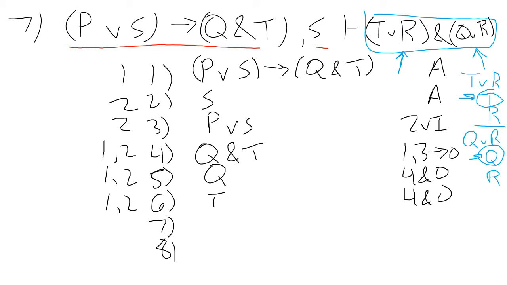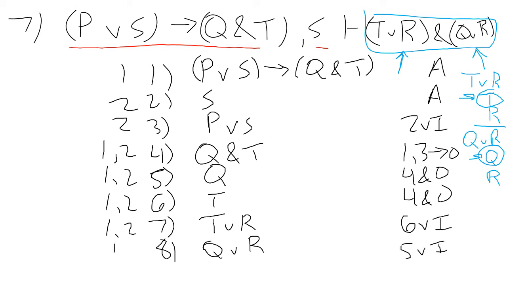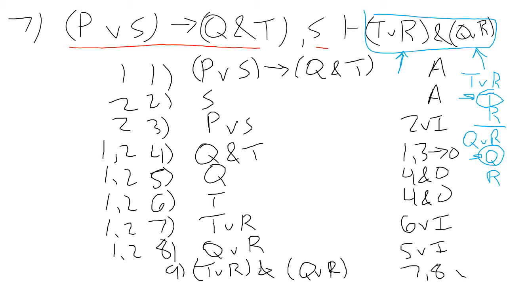So the left conjunct, I needed T or R. So I'm going to add the R with the wedge. And I'm going to add the R with the Q. And then I just need to put them together using my ampersand in. So 7 and 8, ampersand in, 7 and 8.